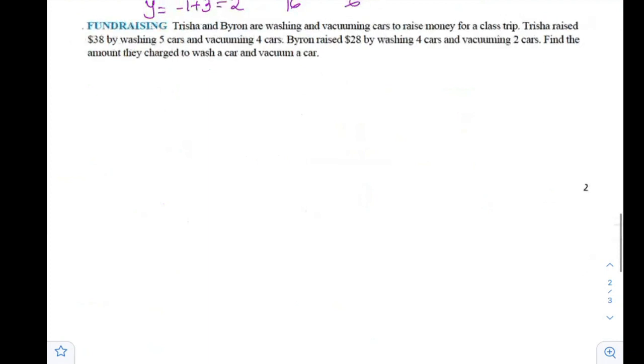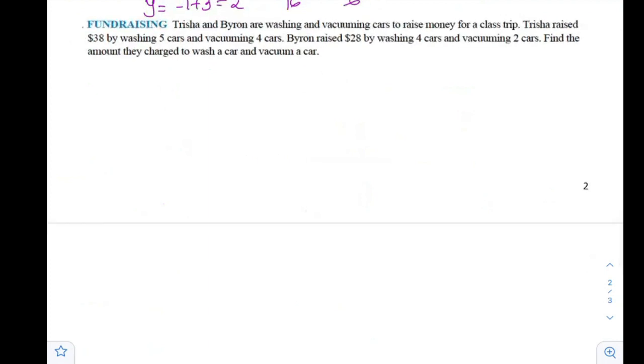Risha and Byron are washing and vacuuming cars to raise money for a class trip. We have Risha and Byron. They are washing and vacuuming cars. So we have washing and vacuum. We have two services here.